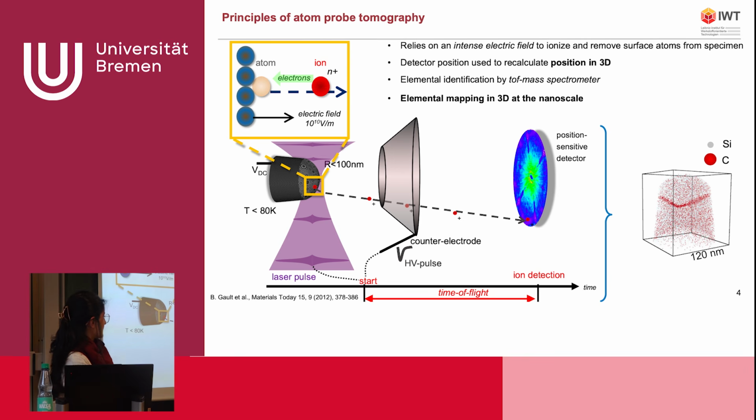So we also want to know, when one atom or one ion is ejected from the surface, to which type of ion does it correspond? What isotope is it? What element is it? And thanks to this TOF, time of flight, that is measured from the time exactly when the ion left the specimen to the moment that it reached the detector, we can calculate the mass of the element, even of the isotope.